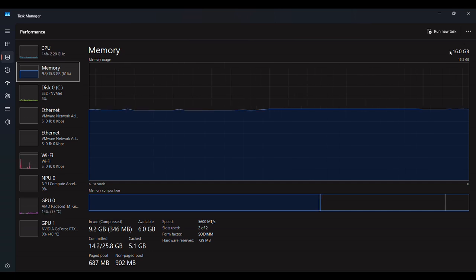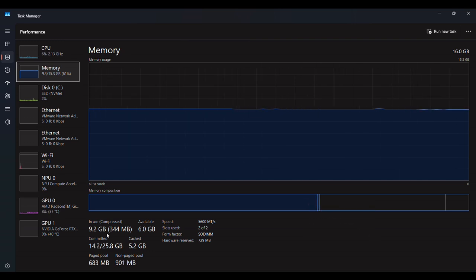At the top right corner, we can observe the total installed physical memory available in the system. This system currently contains 16 gigabytes of RAM. Physical memory directly impacts multitasking capabilities and application performance. Systems running virtual machines, browsers, security tools, or large applications typically require higher memory capacity.